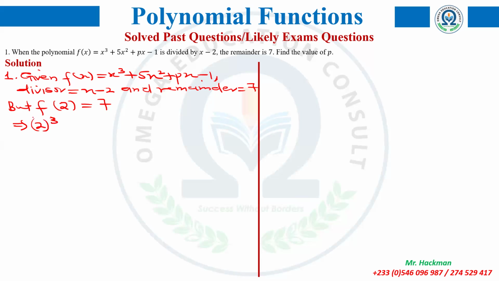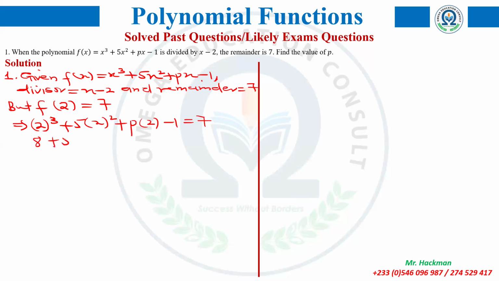And you can still use implication here and continue the way I have proceeded. So plus 5 into 2 squared, plus p into 2 minus 1 is equal to what? You said this should be equal to 7. So this will give us 8.